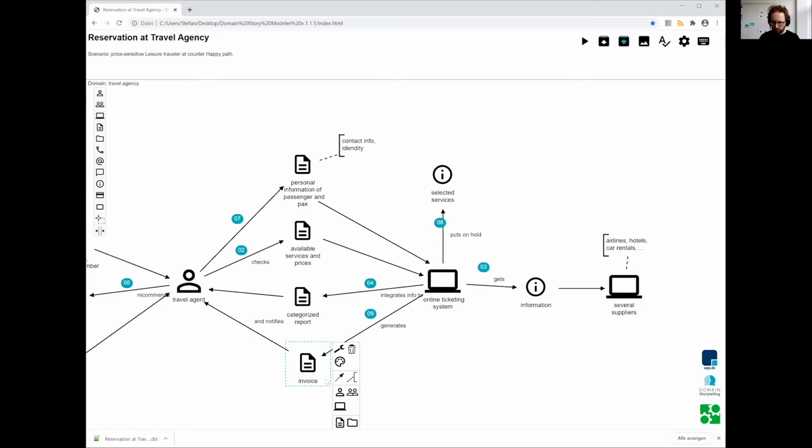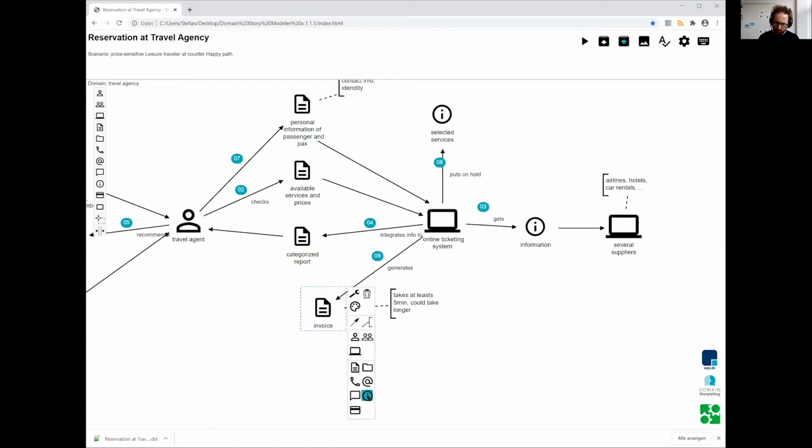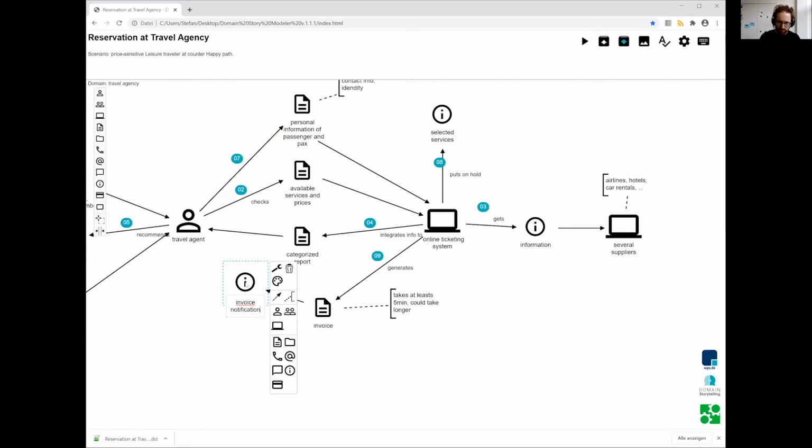Okay, so in general, how much time does it take for this invoice? At least up to 5 minutes. But you said in a bad case, it could be much longer. Yeah. Then maybe I can do something to separate this notification from the invoice a bit more clearly. Maybe I should do it like that. So I have this information icon here. Let's call it invoice notification. Does that look right? Yeah, it's right.